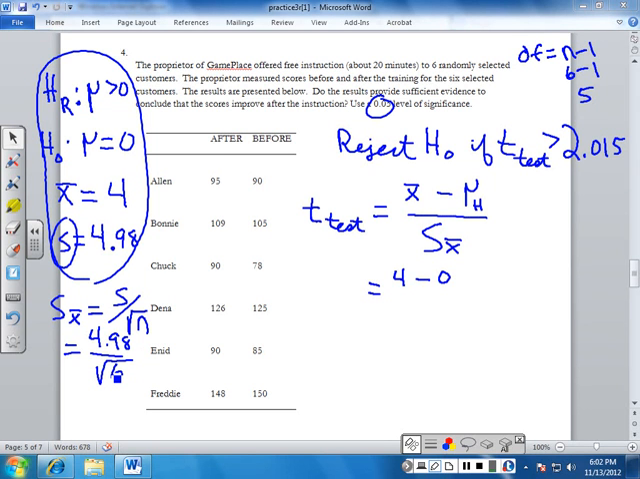Where did 6 come from? N. There's 6 values here, sample size. Okay, so that's 2.03. Did everybody get that? The question was, where did N come from? It's just how many are in the sample. Alan, Bonnie, Chuck, Dina, Enid, and Freddie, that's 6 people in the sample.